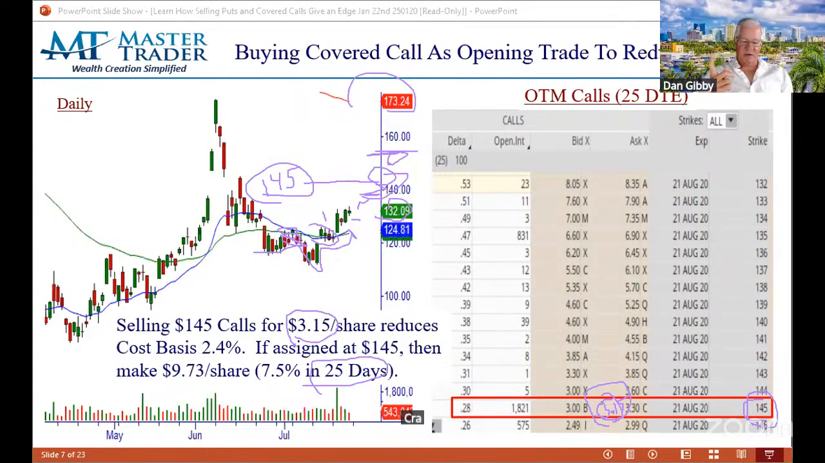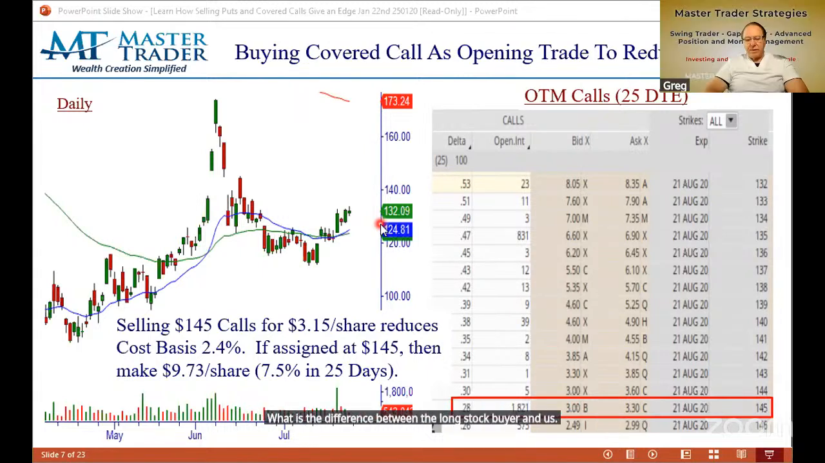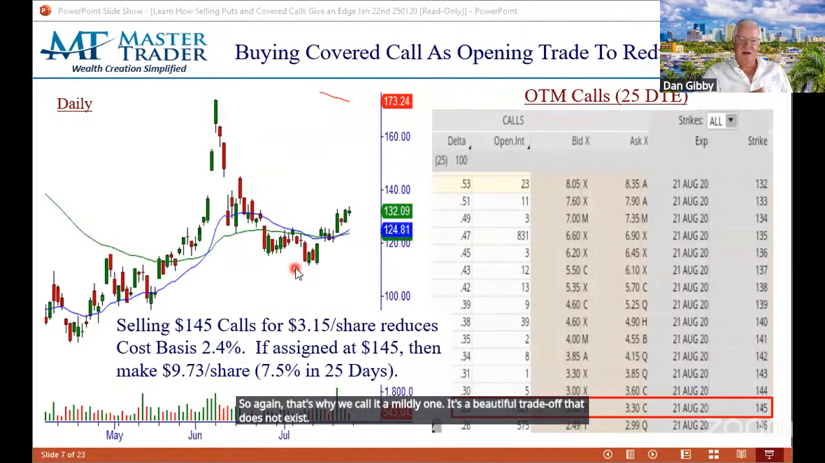Greg, I have one more scenario that's very important. What will happen in 25 days to expiration if just magically it closes at the identical 132.09? What is the difference between the long stock buyer and us? You made $3. Exactly. See, the stock can chop around and do nothing. In a covered call, we're still making the time decay day by day. So again, that's why we call it a mildly bullish trade. It's a beautiful trade-off that does not exist in just buying stock.